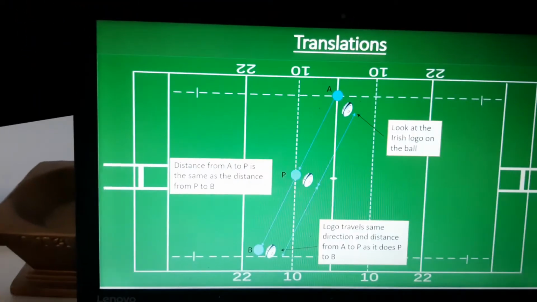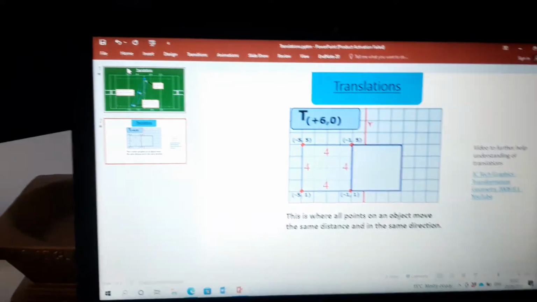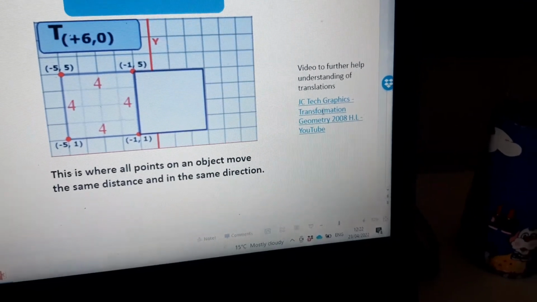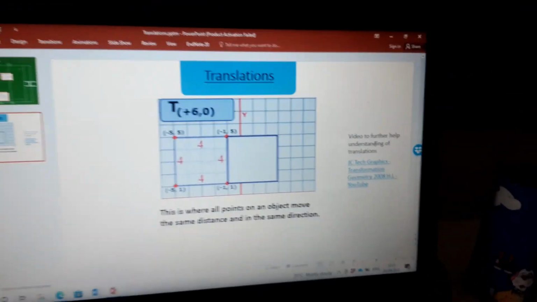Now, in case the students were still confused, I also have a link here for a further video of a question being done to help them better understand the translation.